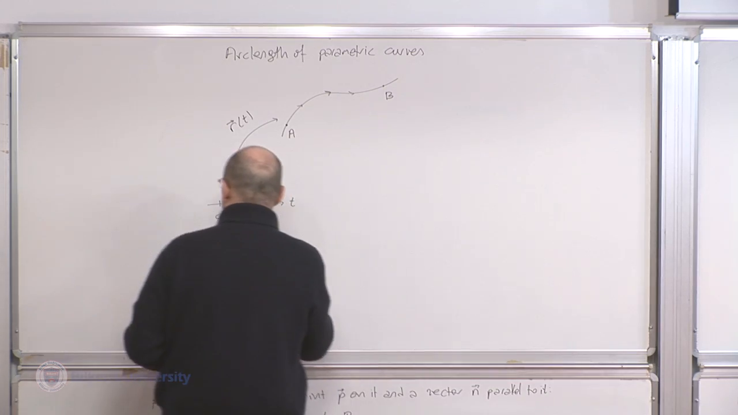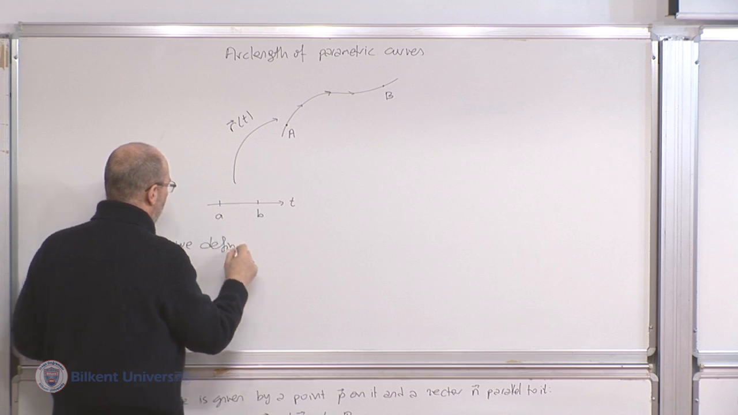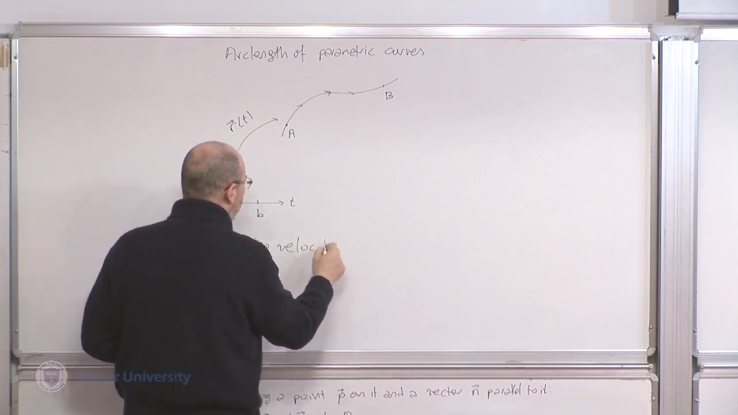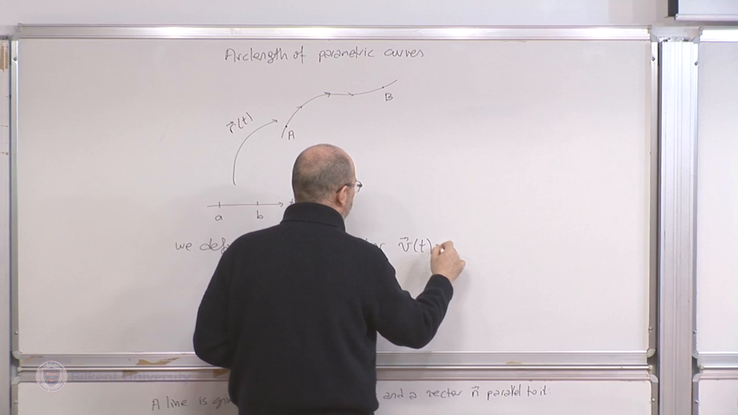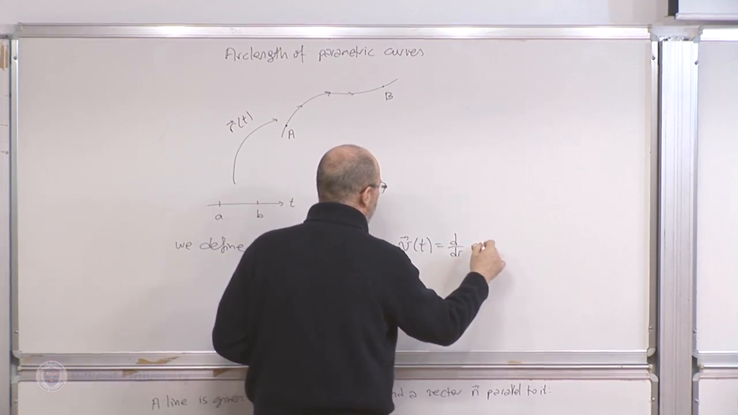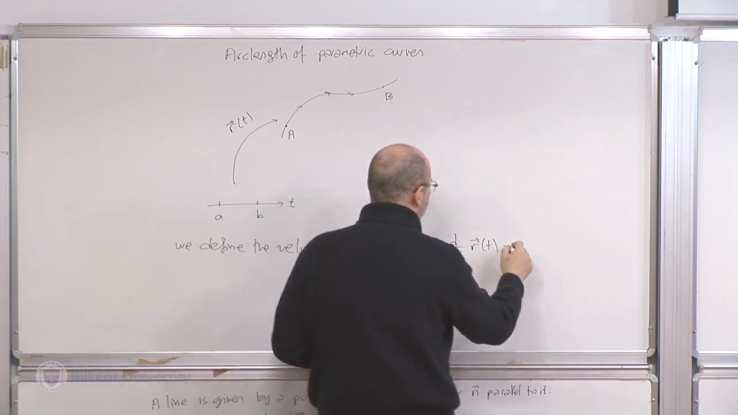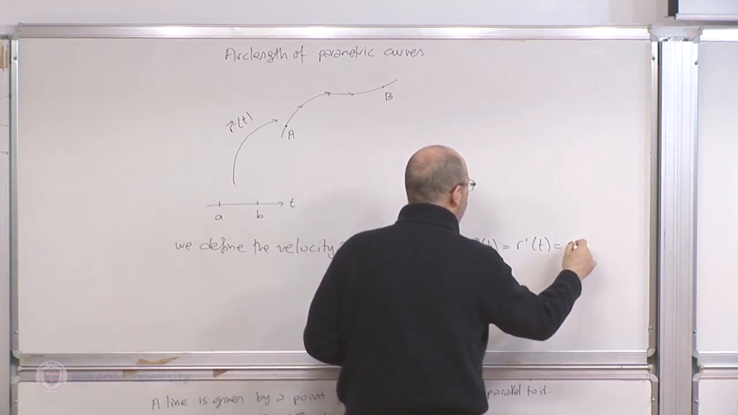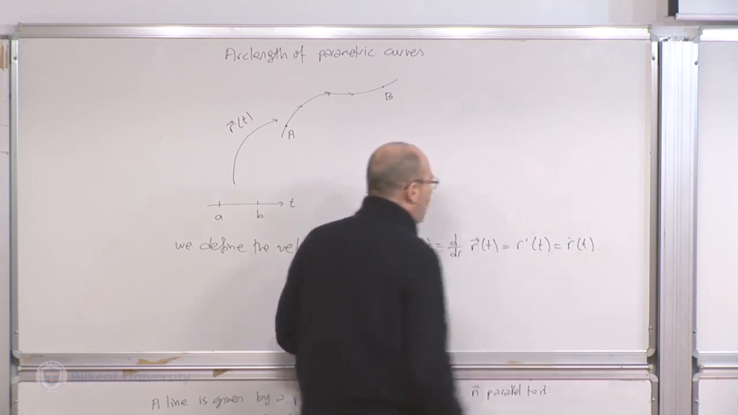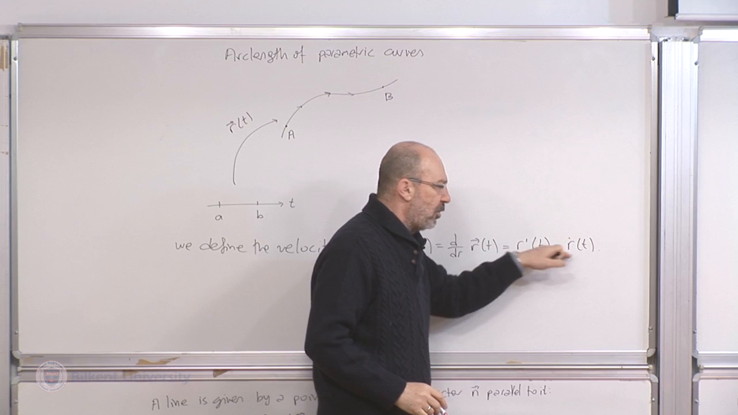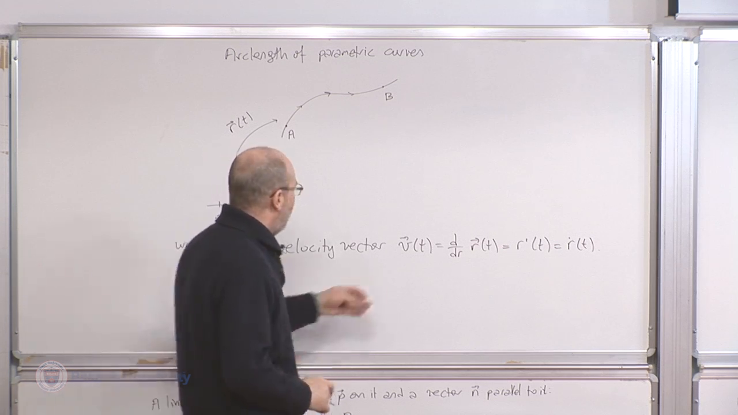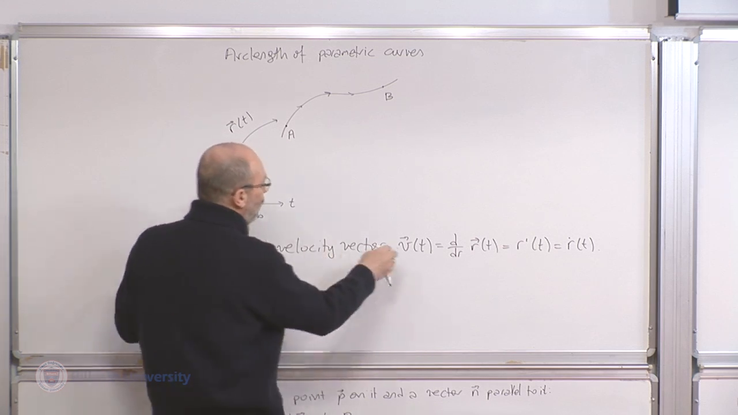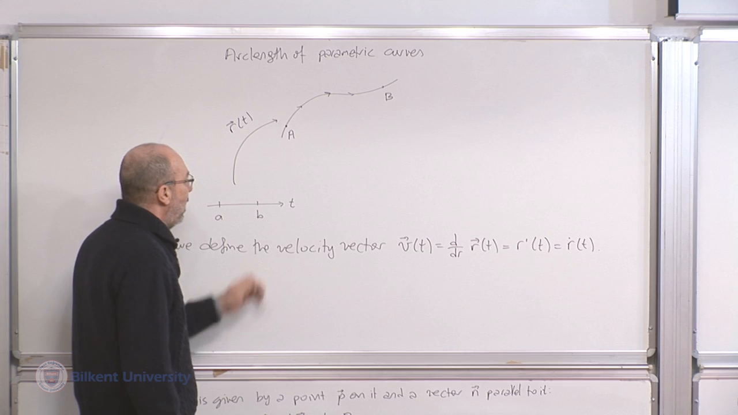So we define the velocity vector. It is almost always denoted by v. This is dr/dt of r(t). Sometimes we denote this by just r'(t), and sometimes in some contexts we denote it with a dot. Of course, you use this notation when there is only t. So you parameterize this with r, and you obtain this.